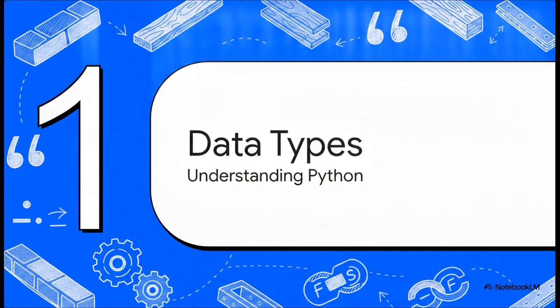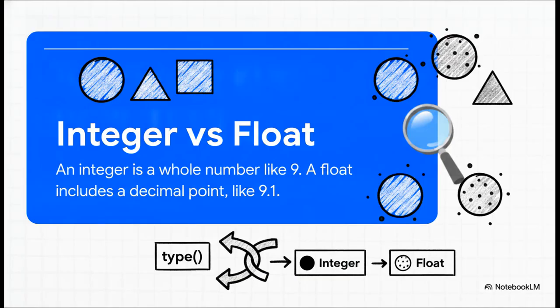All right, part one. What are data types? Before we start building complex logic, we really need to know what kind of raw materials we're actually working with. So we've got two absolutely crucial numerical data types here, integers and floats. An integer is just a clean whole number, like 9. A float, on the other hand, includes a decimal point, like 9.1.